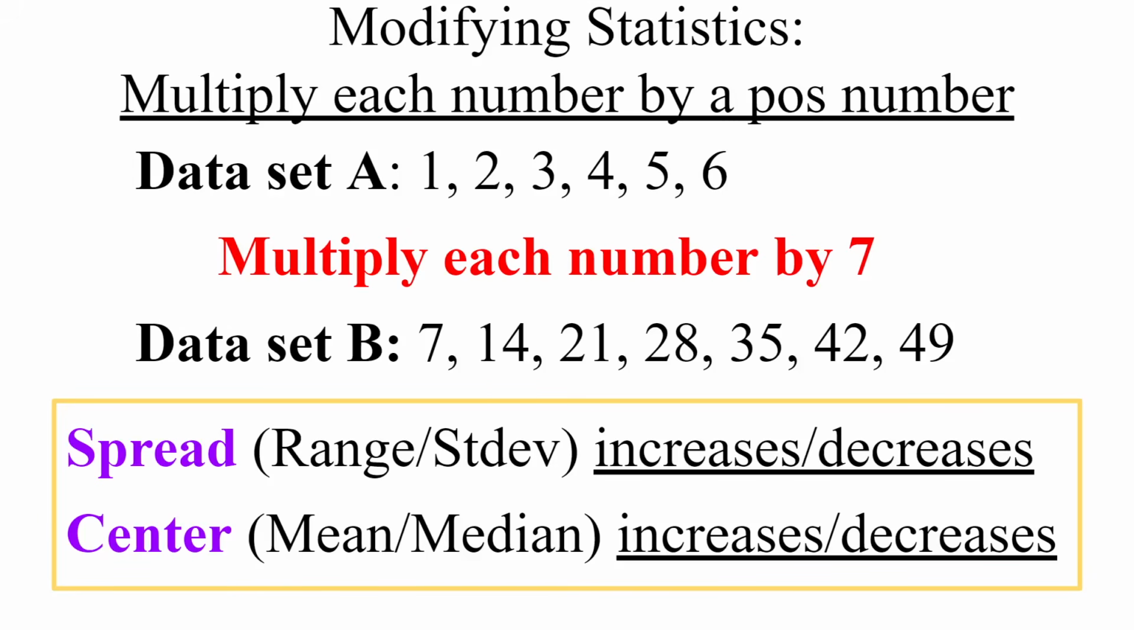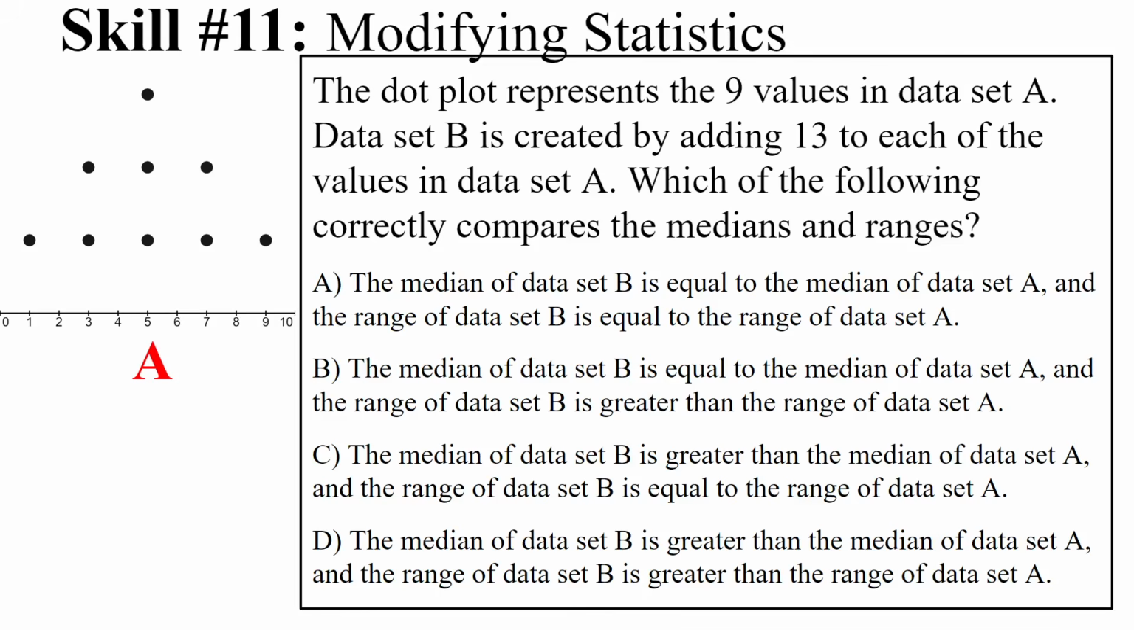Then they would be closer together and the mean and median would be smaller. So, great. Okay, let's look at a problem.